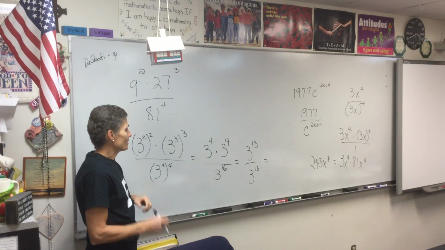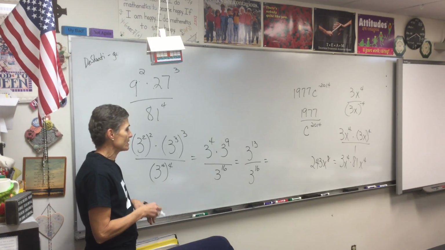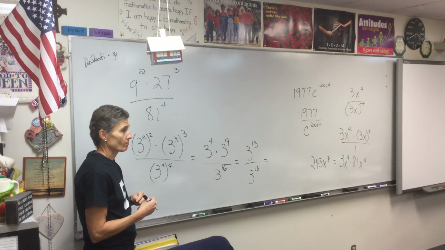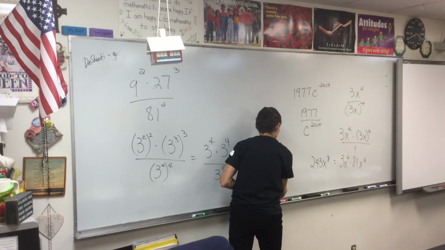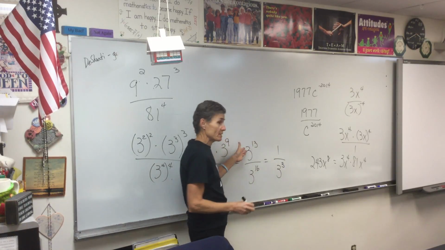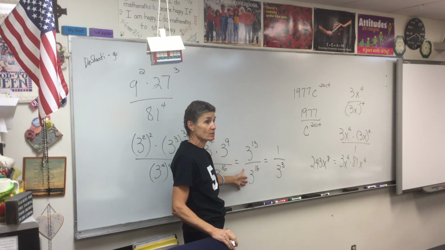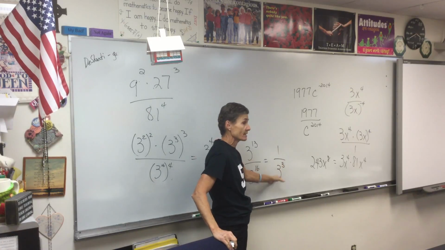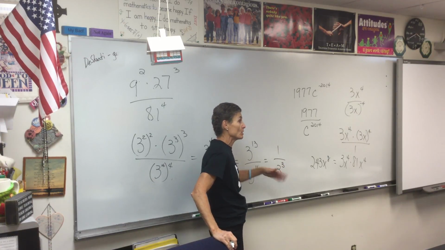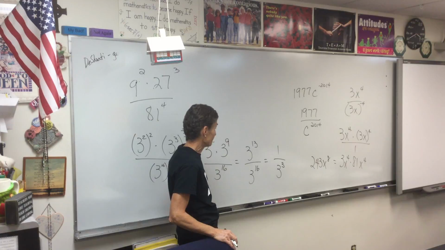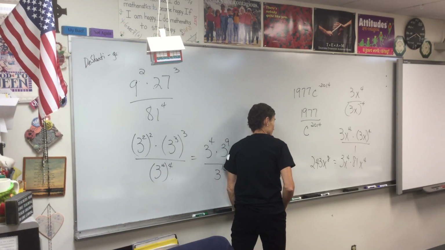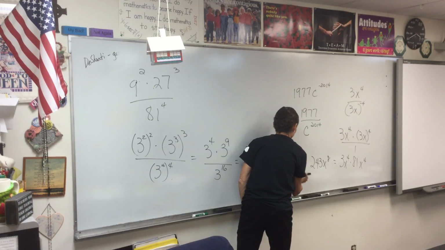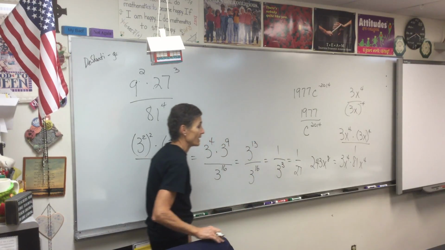And 3 to the 13th over 3 to the 16th would be, well, 3 to the negative third, or just 1 over 3 cubed. I've got 13 3's on the top and 16 3's on the bottom. So when I start canceling, that would leave me with 3 on the bottom, which is the same as 3 to the negative third. And 3 to the third is 27, so I have 1 over 27 as my answer.